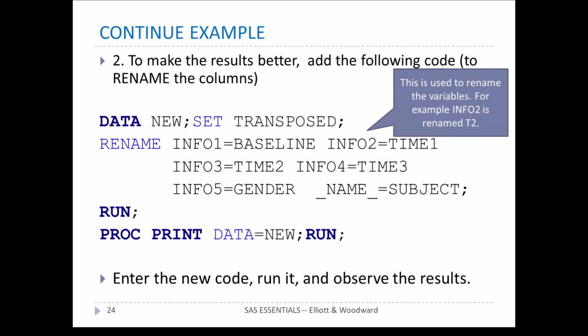So let's continue with this example. For better results, let's do this. So here we're going to have data new set transpose, and now we're going to rename those infos to something else. Info1 we're going to call baseline, info2 time1, info3 time2, and so forth. And info5 is gender, and we're also going to rename _name_, which is the default name of the column, and we're going to call it subject. So this is just another way within the PROC transpose setting that we can get the names more like what we want. So let's see what this code results in.